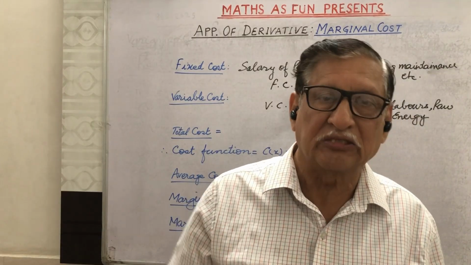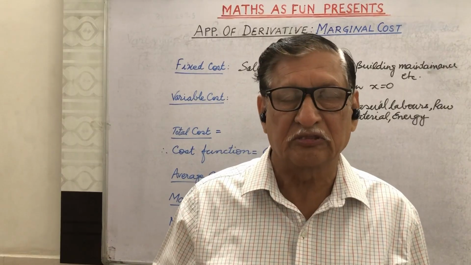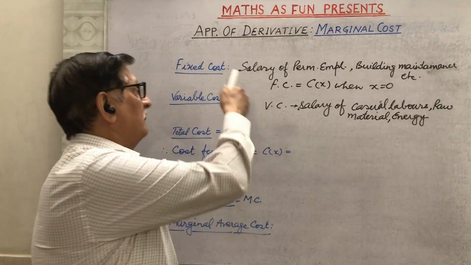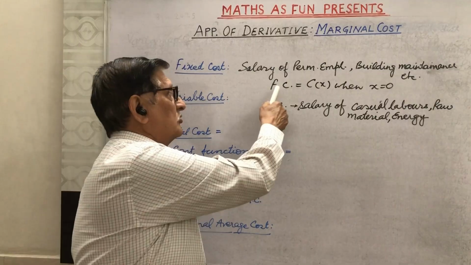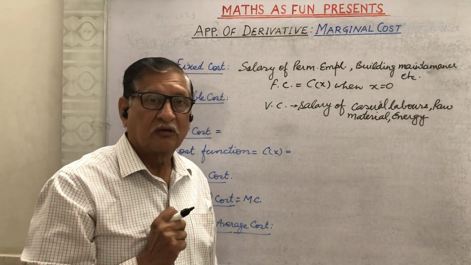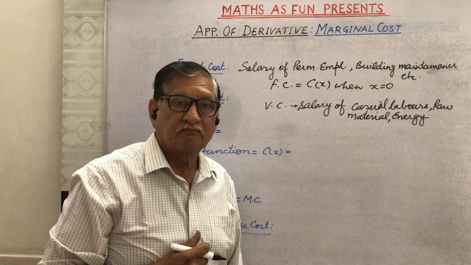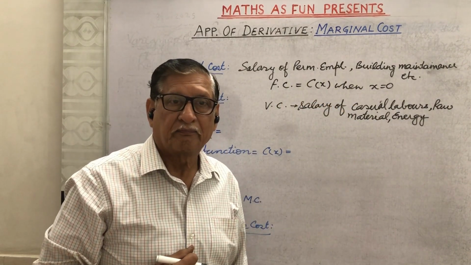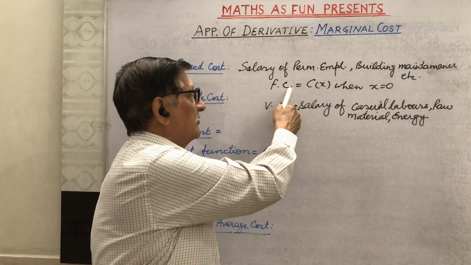But before going to the marginal cost, we must learn what the cost function is. When we talk about the cost function, we have to talk about the fixed cost and the variable cost. What is the fixed cost? In an industry or any business, the salary of the permanent employees or the building maintenance, etc., form the fixed cost, and that is represented by FC.